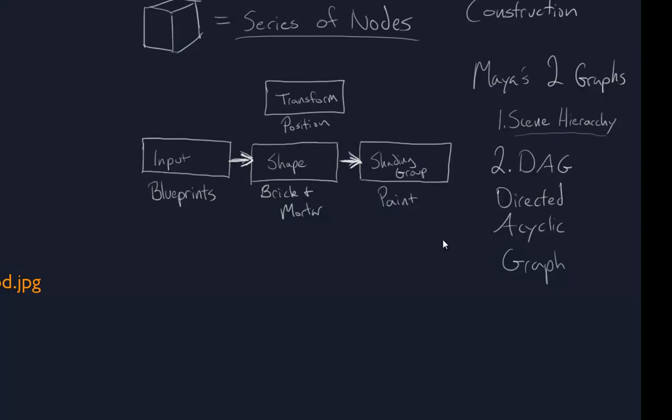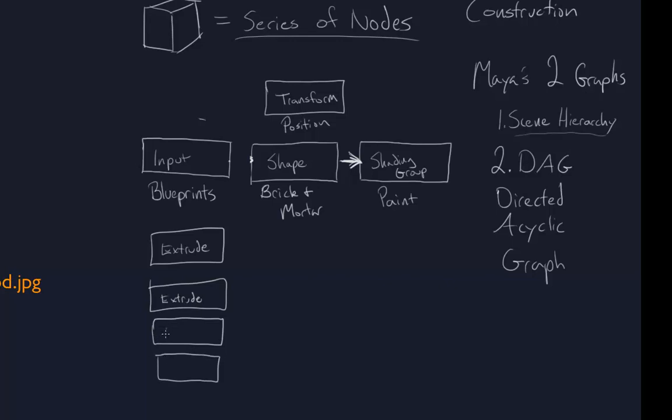What has happened is that all of the information prior to the input node, and in the case of this cube, we had our input, we had an extrusion, we had another extrusion, we had a bevel, and another bevel, and those were all connected before we made it to the shape node. So those are all strung together in order, and then we went to the shape node.